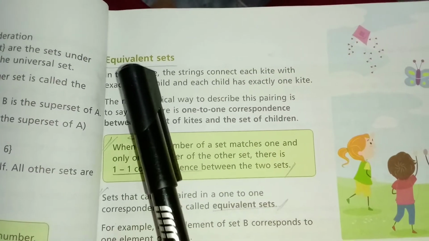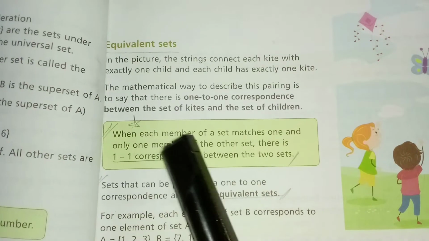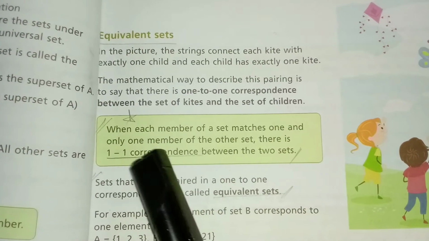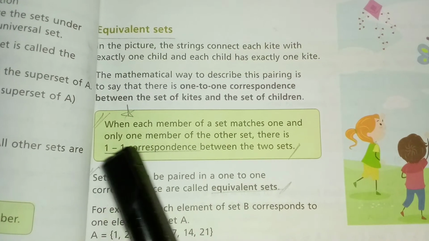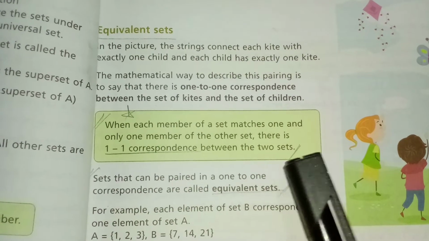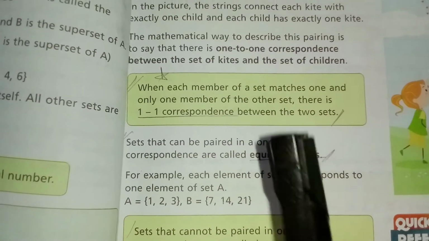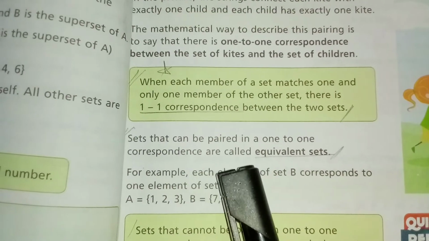Now we have to learn about equivalent sets. When each member of a set matches one and only one member of the other set, there is a one-to-one correspondence between the two sets. Sets that can be paired in one-to-one correspondence are called equivalent sets.